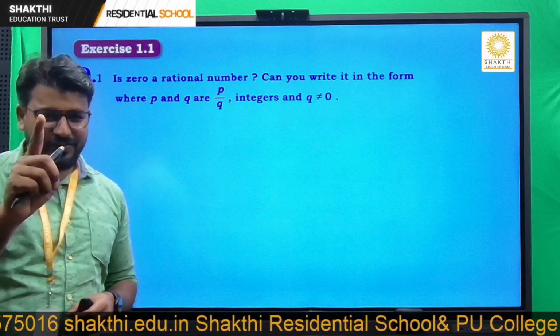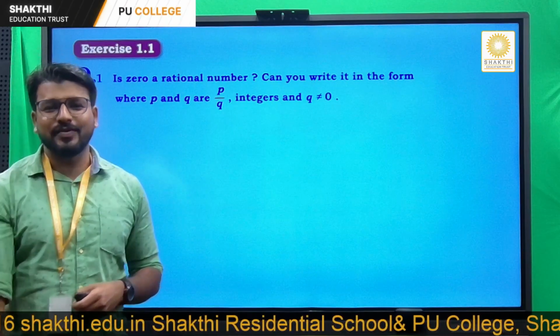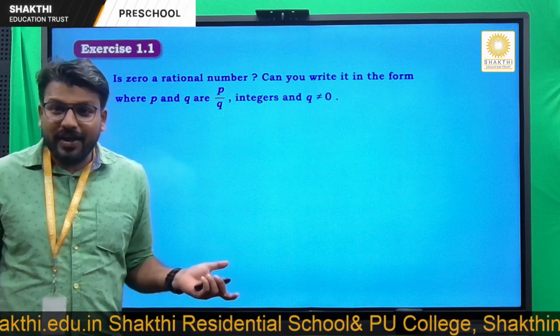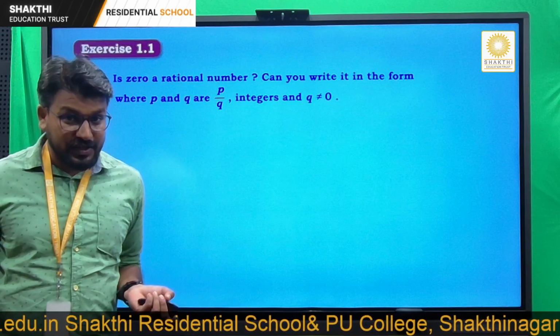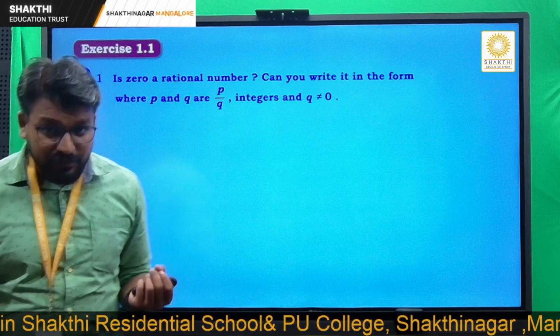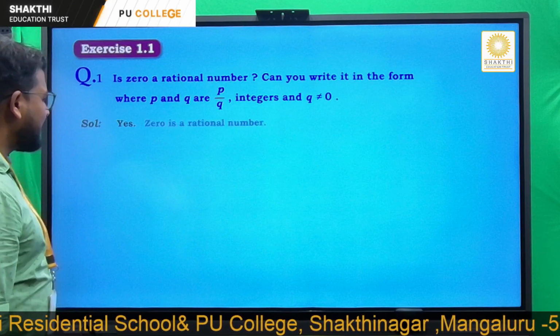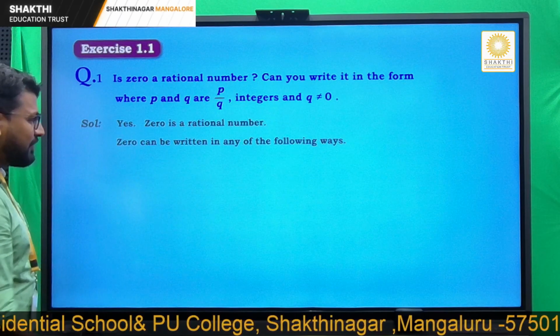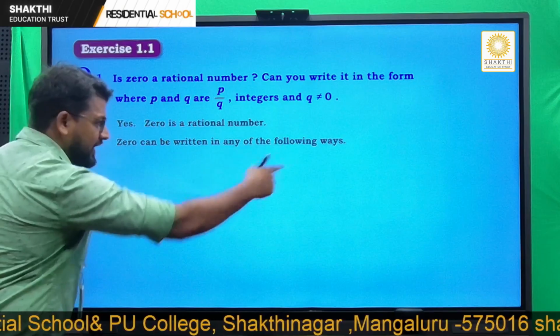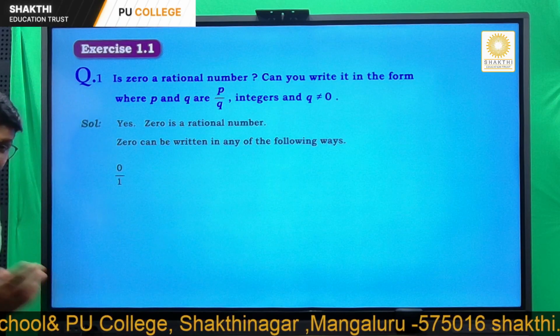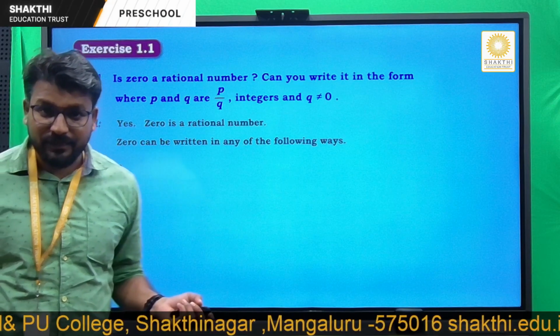Very good. Some of you said it absolutely correct. Yes, 0 is a rational number. But why and how? How is 0 a rational number? Can we express it in the form of p by q? Yes, definitely. You can see that 0 is a rational number because 0 can be written in any of the following ways. I can write 0 as 0 by 1, isn't it?